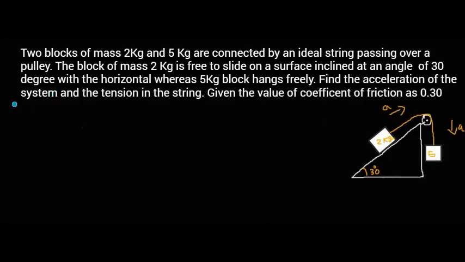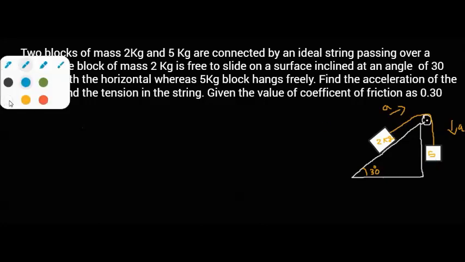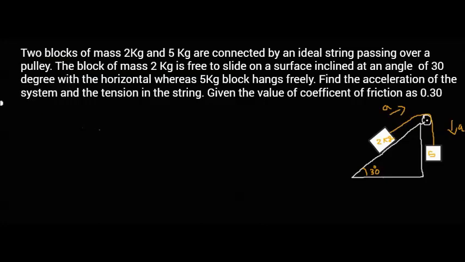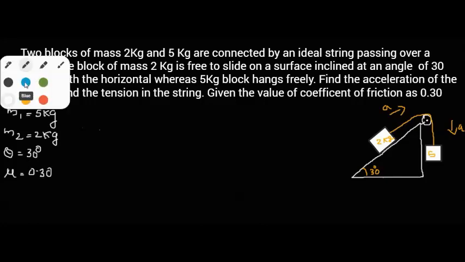We can consider this mass as m1 and m2, and if we are taking m1 as 5 kg and m2 as 2 kg, and they given the value of theta as 30 degree and also the value of mu given is 0.30. Right, these are the values they given in the question.